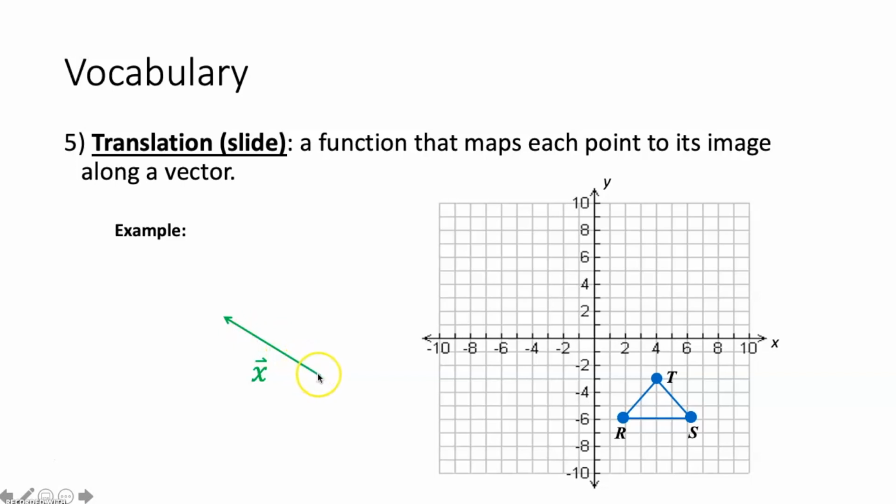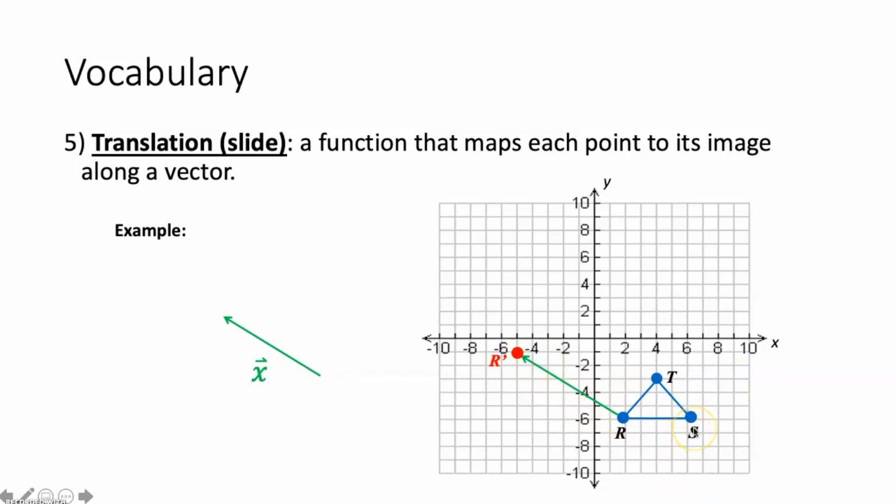So all you have to do then is apply this given vector to each point over here. So if I take this vector and attach it to point R, I can see that I'm going to take point R and slide it the same distance and in the same direction. So make sure these are the exact same distance and pointing the exact same direction, and we can put our R prime here. That is the image of point R after it's been translated along vector X.